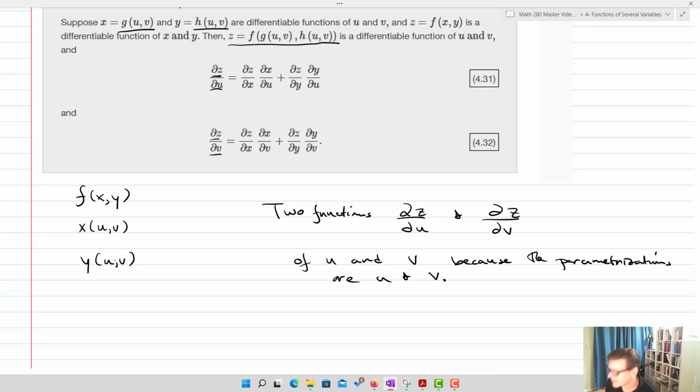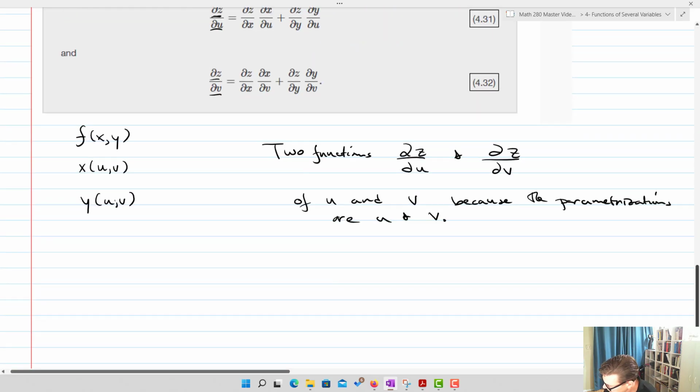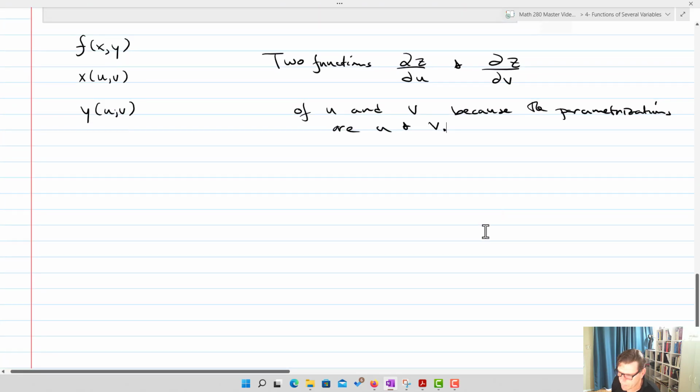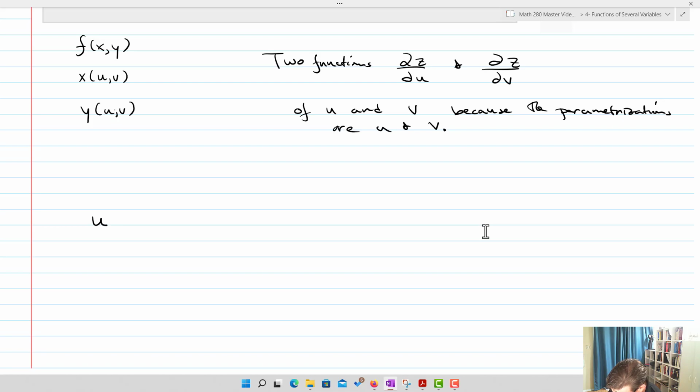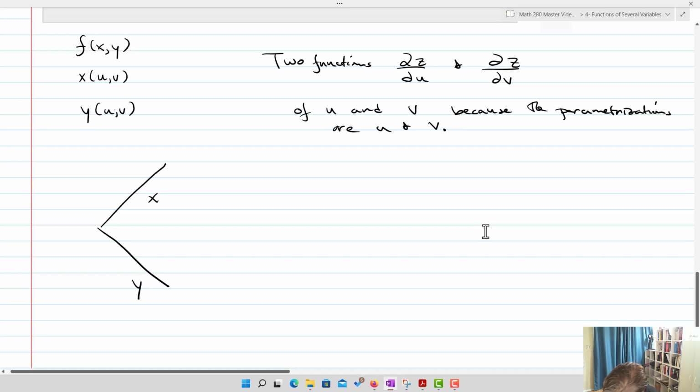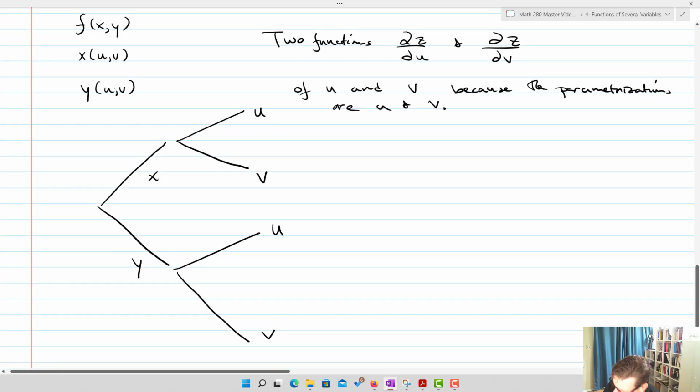And so consequently, you want to think to yourself, okay, now I've extended my variables to more than one variable for my parametrization, I now have a function of multiple variables and I'm going to need partials. So, we've got x of uv, y of uv. So we've got x and we've got y, and x has a partial with respect to u and a partial with respect to v, and y has a partial with respect to u and a partial with respect to v. Now, we're going to put together our u's and put together our v's in order to get dz du and dz dv.